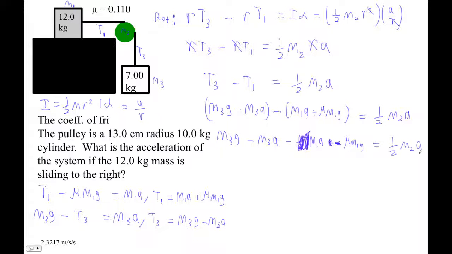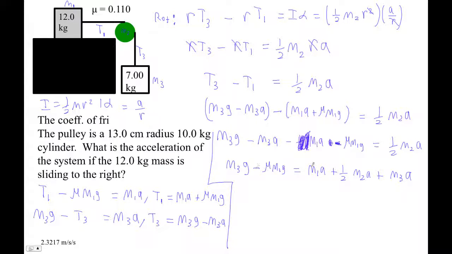Now I'm going to put all the terms with a's on the right side. So that leaves m3g minus mu m1g equal to m1a plus 1/2 m2a plus m3a. There we go. We are so close to being there.